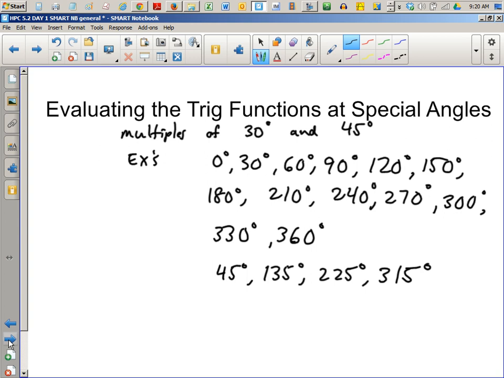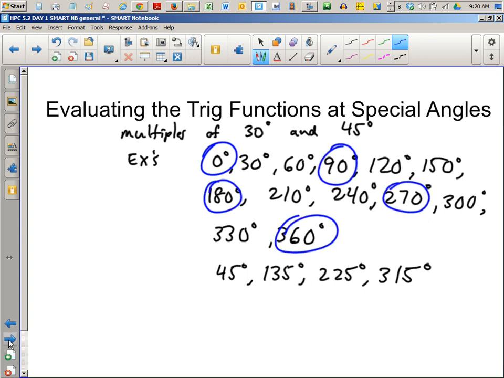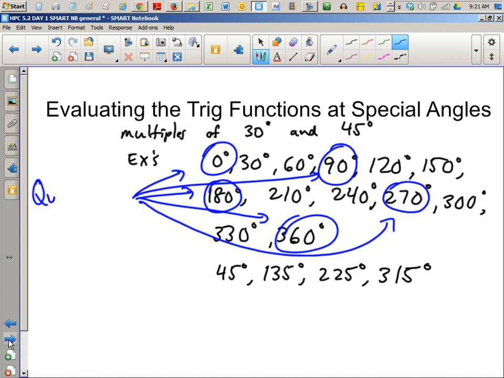Okay, so the ones we're going to do on this page are everything except the multiples of 90. And then on the next page we'll do the multiples of 90. The ones I'm circling are called quadrantals. Okay? This one, this one, this one, this one, this one. These ones are called the quadrantal angles. Does anyone know why we call them the quadrantal angles? What's so special about these guys?